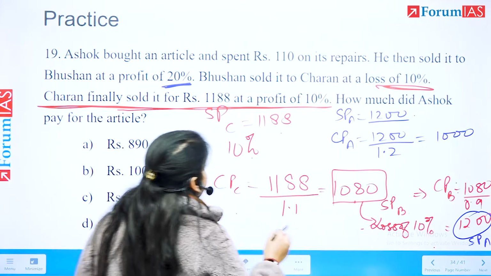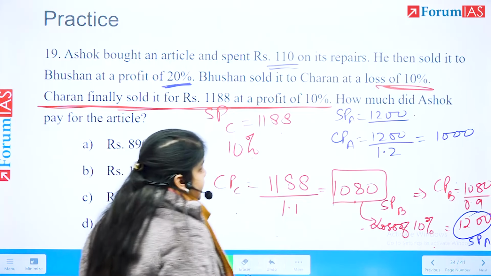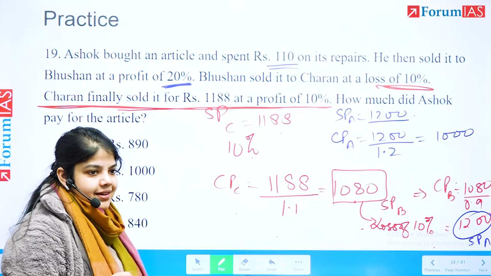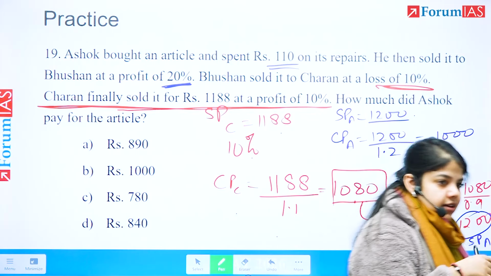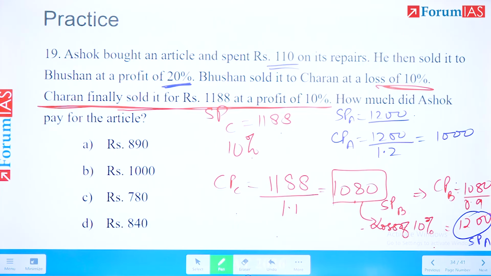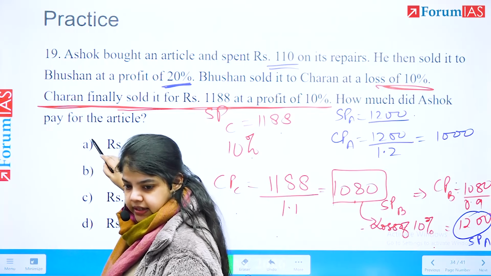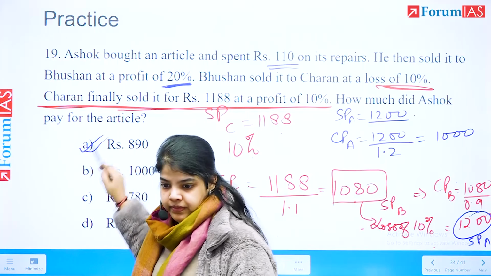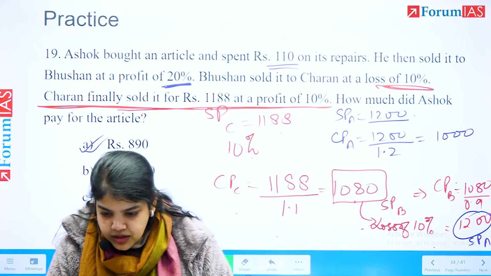लेकिन उसने 110 रुपया खर्च किया था अशोक ने. So Ashok, before spending for repairs, he did that from his own pocket, no? So how much did it actually cost him originally? 1000 minus 110 equal to 890. So the right answer is A, 890. Correct. Sambhav, yes. Dhananjay, it is 890. So the right answer is 890.